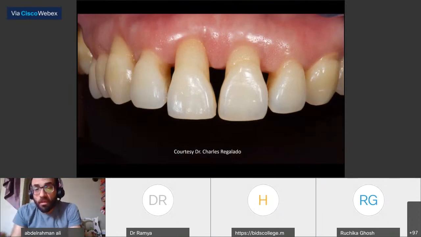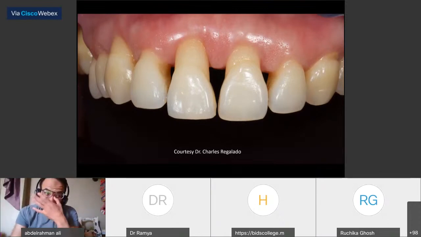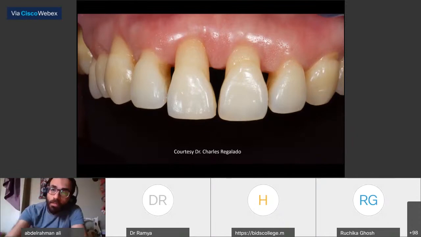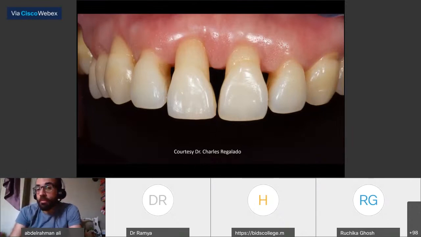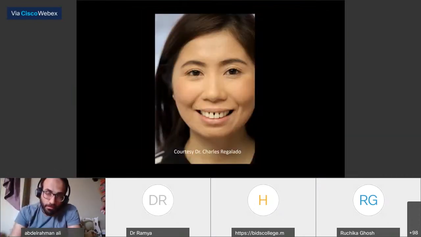A stable periodontium, stable reduced periodontium. We all know the new classification for periodontal disease, it's called stable reduced periodontium. No mobility, nothing, but the aesthetic appearance for the patient is not accepted.